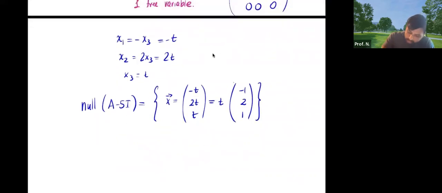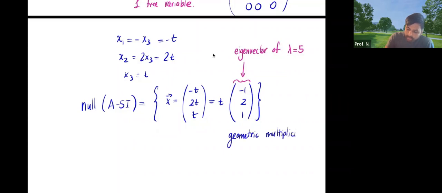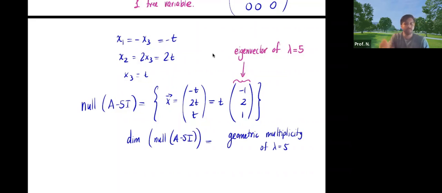So what does this tell me? This is an eigenvector of lambda equaling 5. And the eigenvector is only one of them. So the geometric multiplicity of lambda equaling 5 is the same as the dimension of the null space of A minus 5I. And the dimension is equal to the number of basis vectors in the basis of that space, which is only 1.